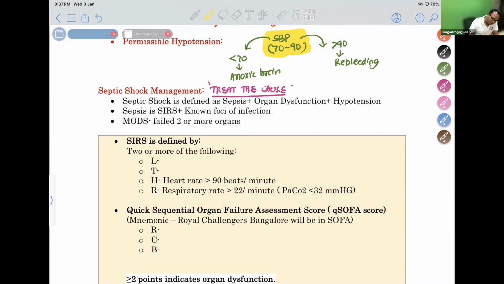So what is septic shock? Septic shock is defined as sepsis, bacteria, which has gone to organ dysfunction and hypotension. So septic shock can have hypertension also. Sepsis is SIRS plus known foci of infection. So you should understand what is SIRS, something which you read in your physiology.